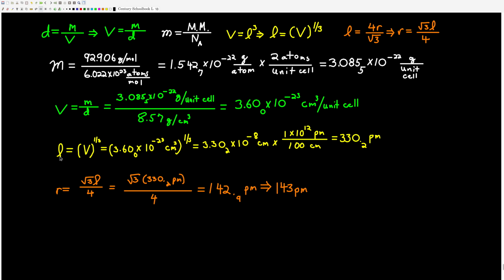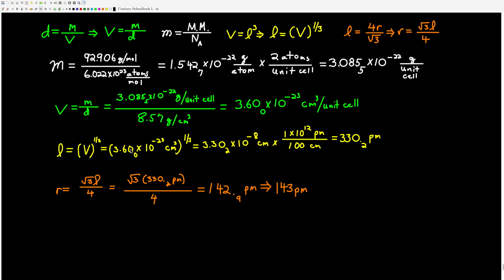The length of an edge of the unit cell is the cube root of the volume, which gives us 3.302 times 10 to the minus 8 centimeters. And we were asked to get the radius in picometers, so I'm going to convert to picometers now. We could do it at the end, but I just did it here. And there's 1 times 10 to the 12 picometers per 100 centimeters. So the length of a side of a unit cell for niobium is about 330 picometers.